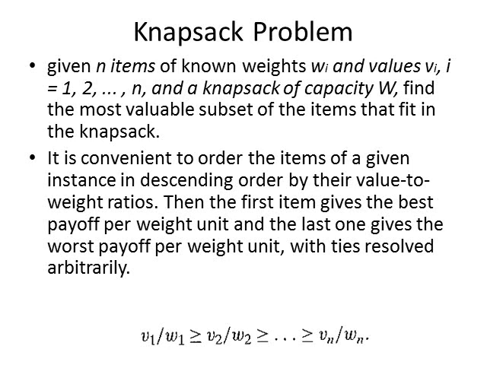So it is convenient to order the items of a given instance in descending order by their value to weight ratio. Here we have to consider the descending order. Descending order means the most profitable item must be in the first place. Then the first item gives the best payoff per weight unit, and the last one gives the worst payoff per weight unit, with ties resolved arbitrarily.